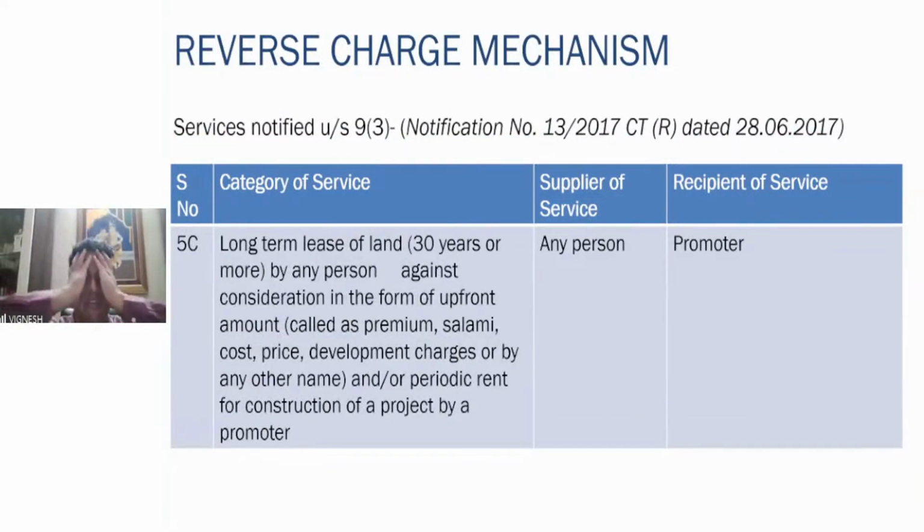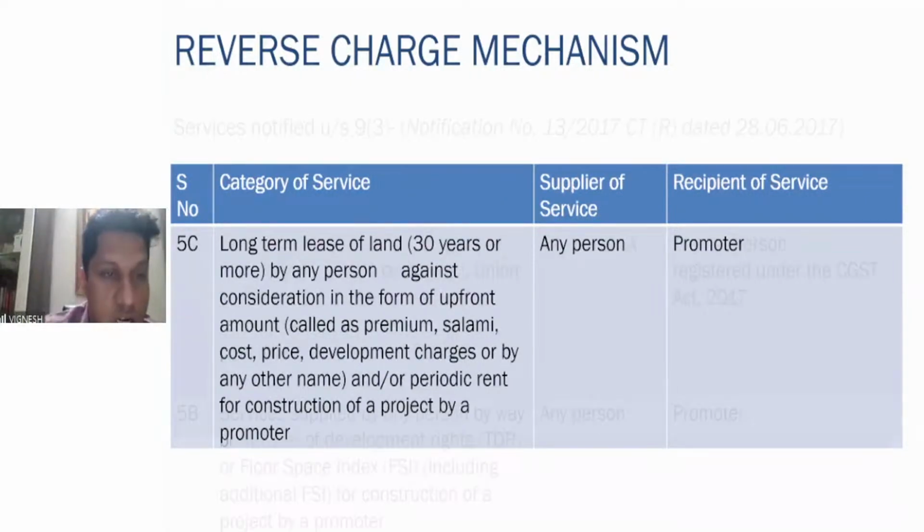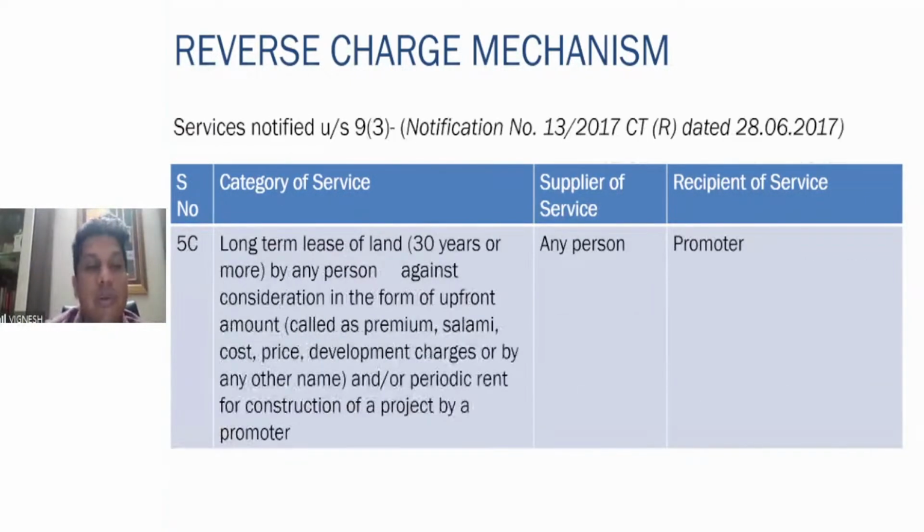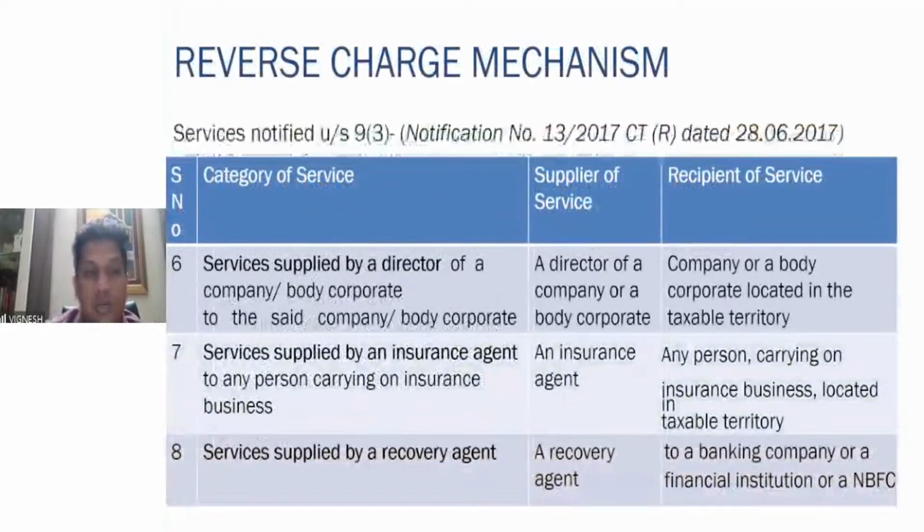5B. Then we come to 5C, which speaks about long-term lease of land. Any person is there who is giving a long-term lease of land, that is 30 years or more, against consideration in form of upfront amount. Upfront amount gives for 30 years development charges, salami, it can be called as any name, or it can be a type of a periodic rent also. In that particular situation also, supplier of service, any person, recipient who is the promoter, has to pay the GST on reverse charge basis. So long-term lease of land, transfer of development rights, promoter has to pay the GST on reverse charge mechanism.